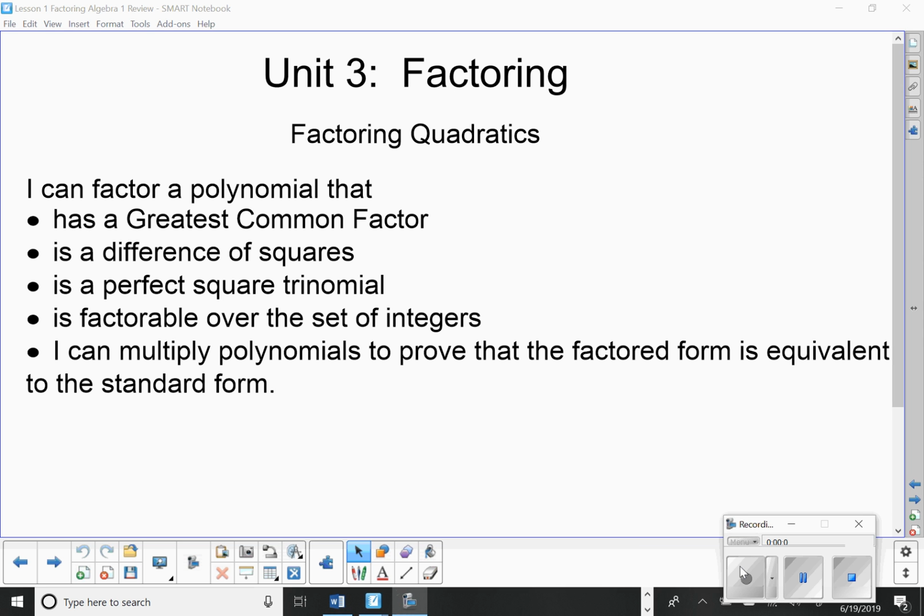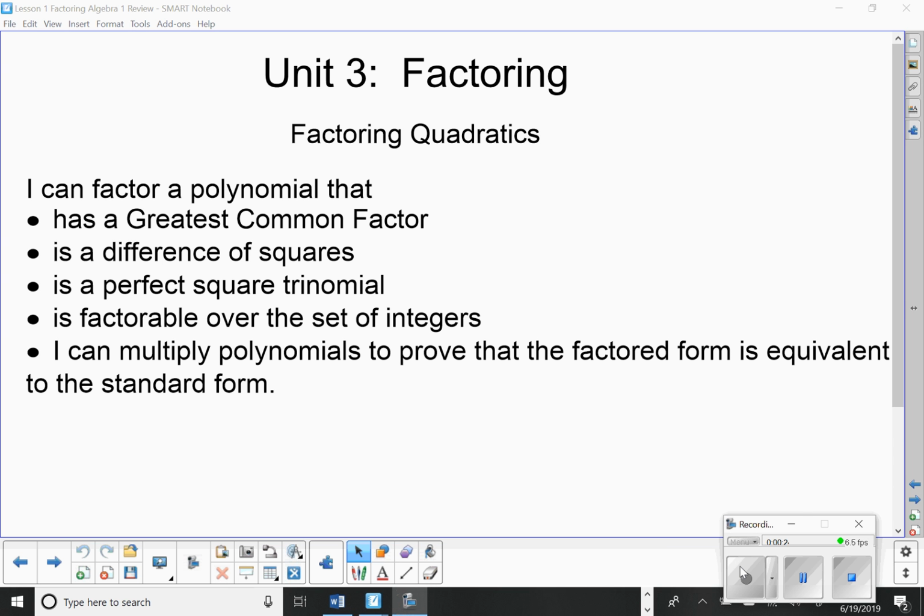Unit 3, factoring. Factoring is really not going to be a big unit in terms of tests and whatnot, but it is important because you have to be able to factor in order to solve quadratics and then solve polynomial equations. So this particular lesson is not one that will be taught in class.